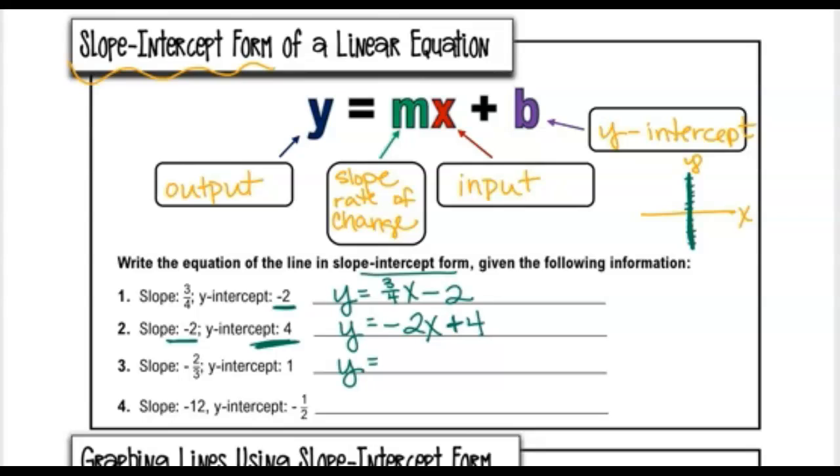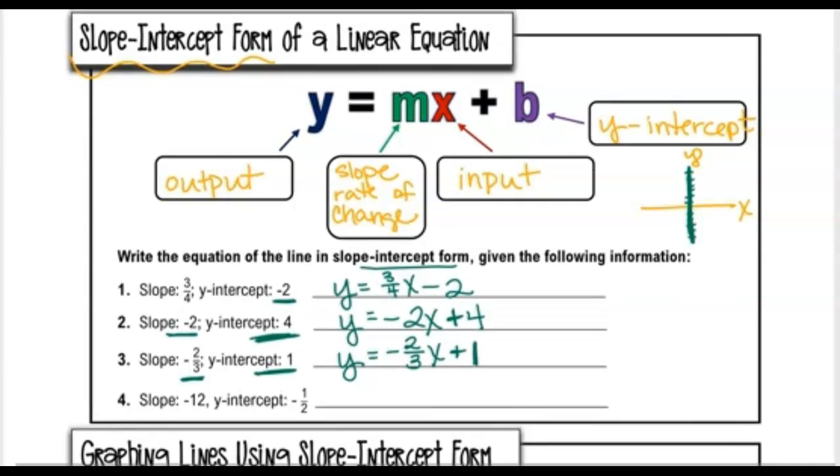Let's look at our next one. Y equals, if I have a slope of -2/3, that goes in front of my x value. Y-intercept of 1 or +1. Let's look at number 4. If I have a slope of -12, -12x, a y-intercept of -1/2, -1/2.